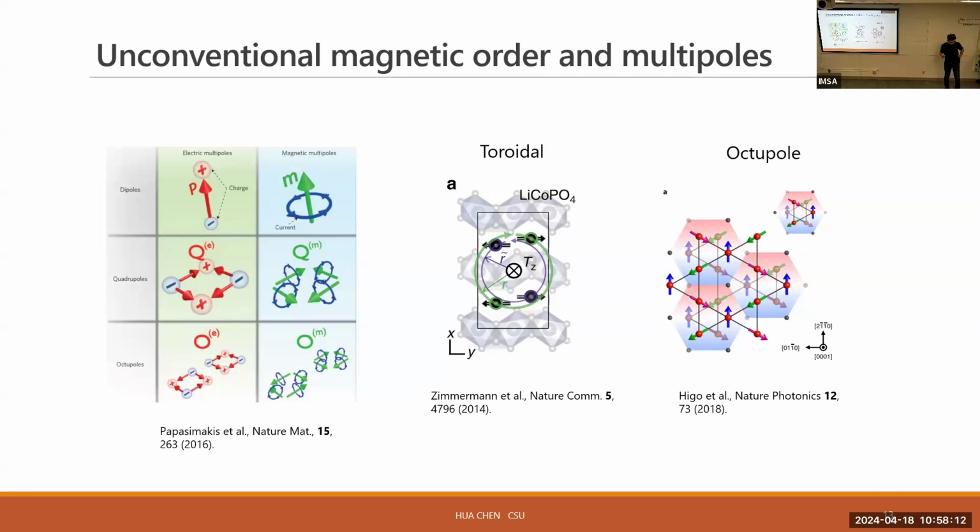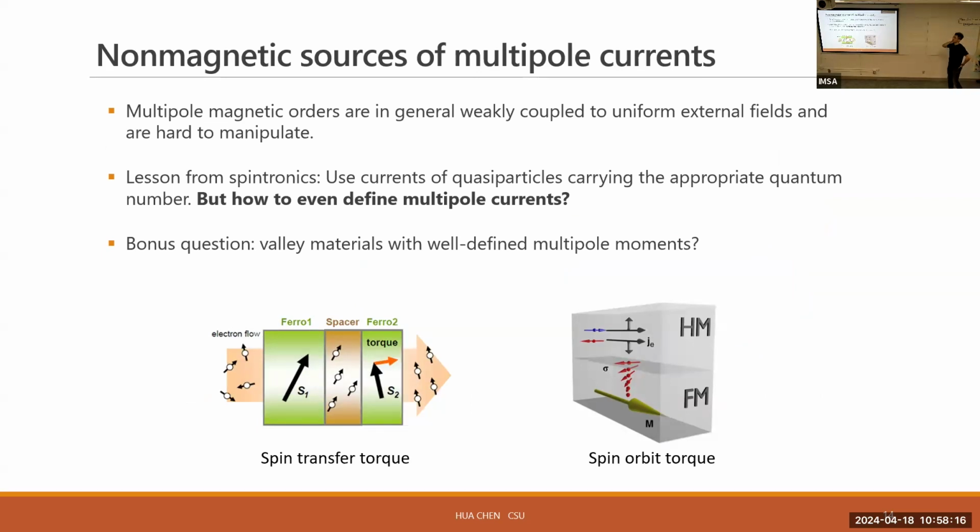So what we want to motivate the community to think about is these multipole orders, because they do not have a dipole order. They do not couple to uniform magnetic fields, which makes them in general hard to manipulate using conventional ways of spintronics. You can't just use magnetic fields to change the orientation of the magnetic order. But we have learned from spintronics, in order to manipulate a ferromagnet, you don't necessarily need a magnetic field. You can use the currents carrying that quantum number of spin. So if we can engineer a current that can carry multipole moments, we can use that to manipulate systems with multipole order. That's the basic argument. But on the other hand, one can probably get something more from this.